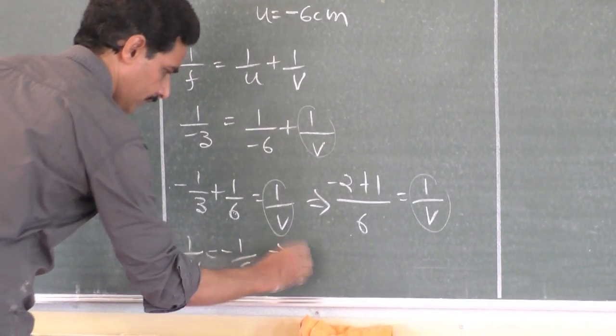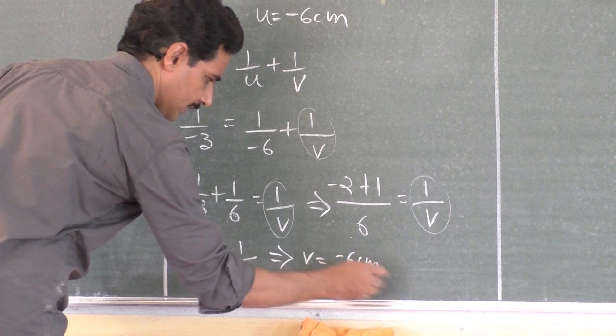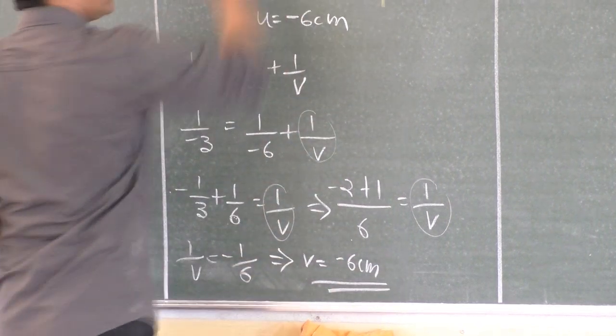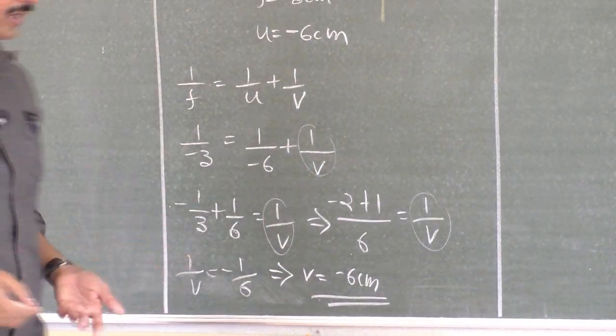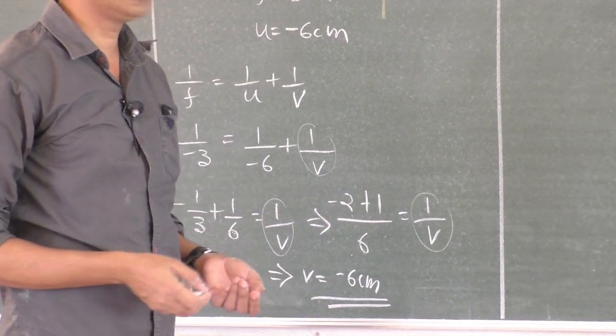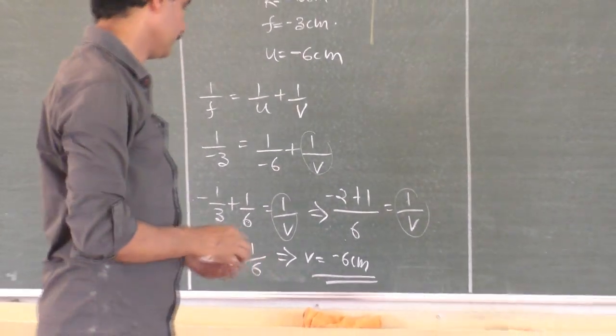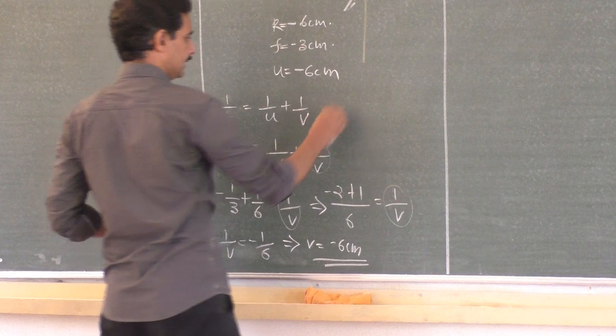What does it imply? V is equal to minus 6 centimeter. The image is also formed at the same place as the object. Of course, the shortcut method is simply applying the theory and getting the answer.